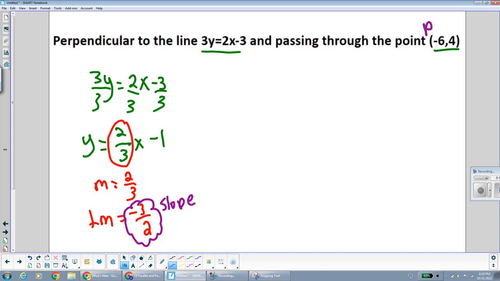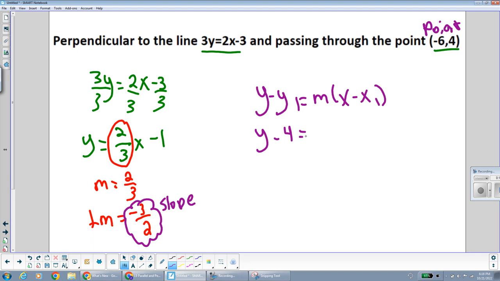and I was given my point in the question. So I have everything I need to use point slope form to write the equation of the line. All you need is, like the name, a point and a slope. So I'm going to head on over here and write down point slope form, and I'm going to just plug in. Y coordinate of my point is 4. My slope is -3/2. X coordinate of my point is -6.